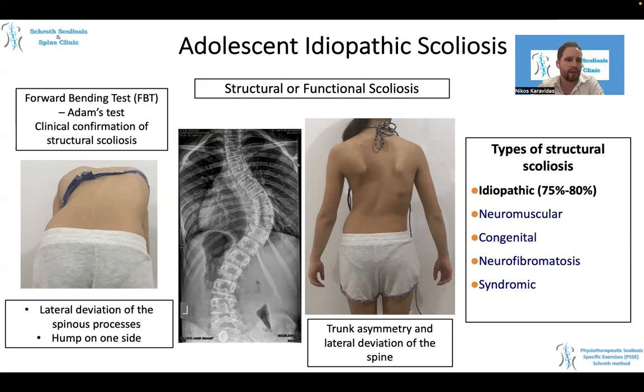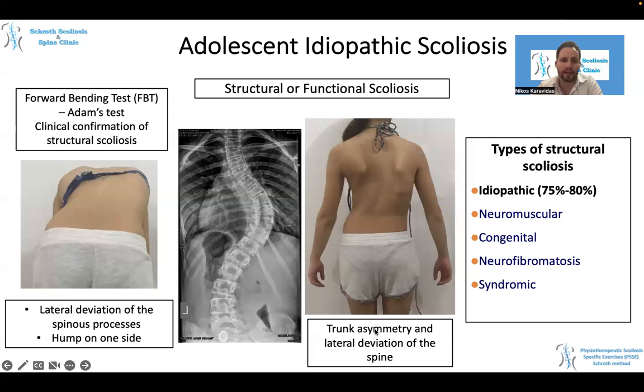So the criteria to decide whether this is structural or not is to do the forward bending test, Adams test. And you need on that to find the lateral deviation of the spinous processes and a hump on one side of the trunk. Like in this case, when you can see a right thoracic scoliosis with a right thoracic hump. So this is a clinical confirmation of a structural scoliosis.